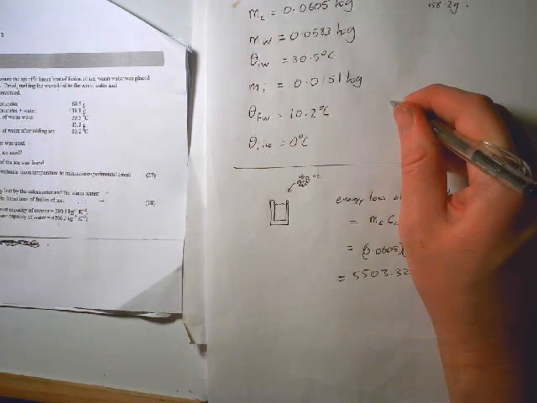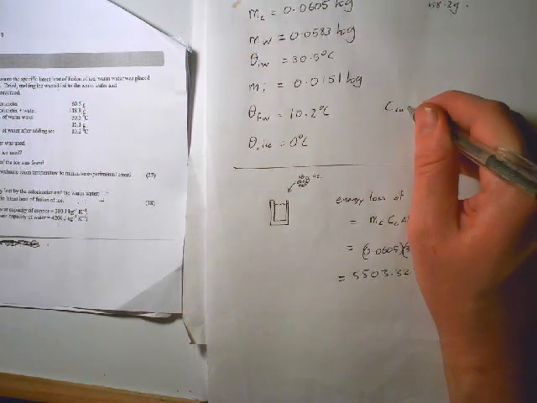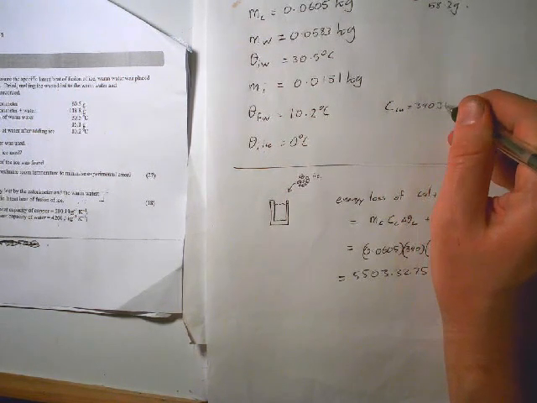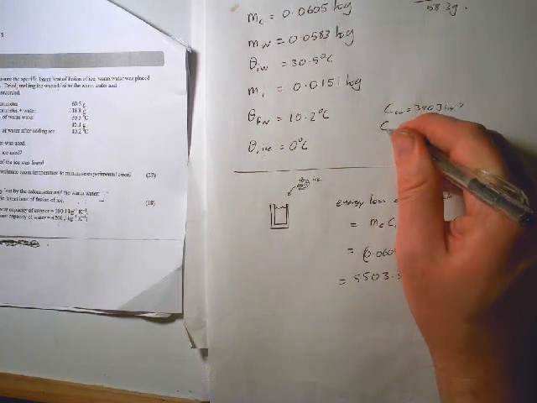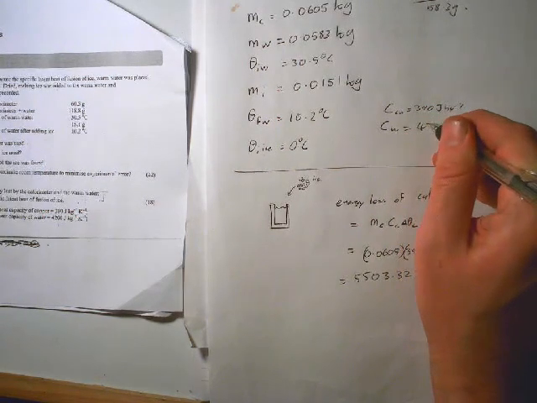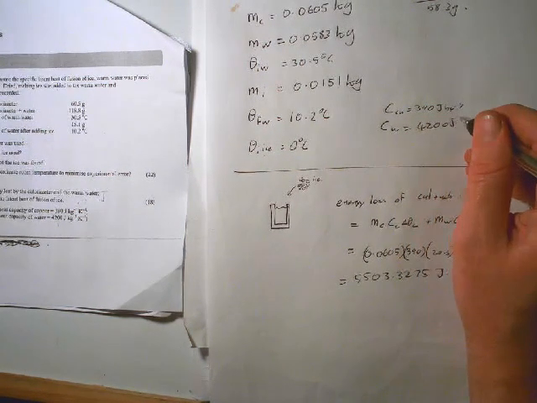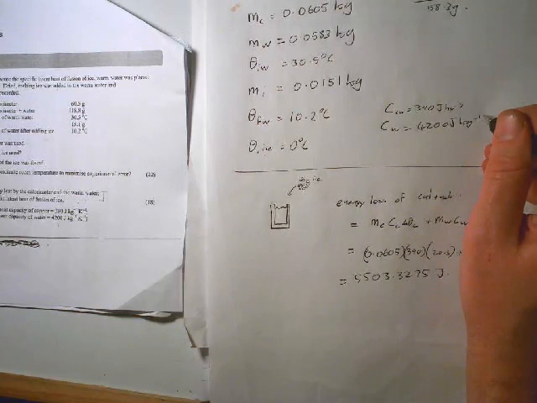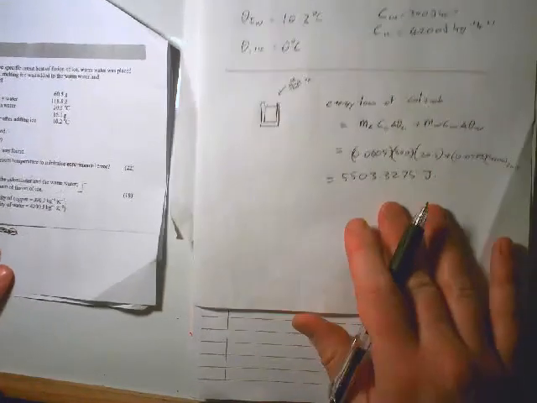So that's all the information from the question. The other things we know are that the heat capacity of copper is 390 joules per kilogram per Kelvin, and the heat capacity of water, this time they're giving us as 4200 joules per kilogram per Kelvin rather than 410.